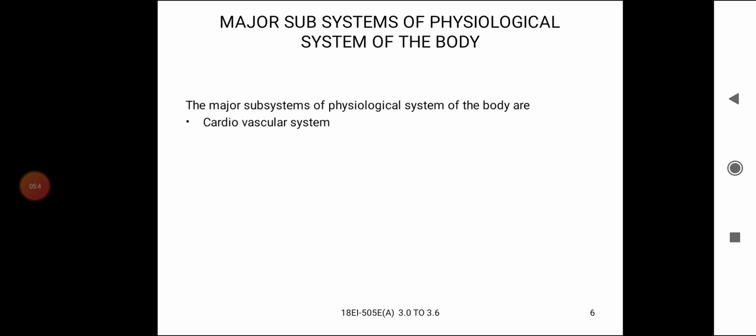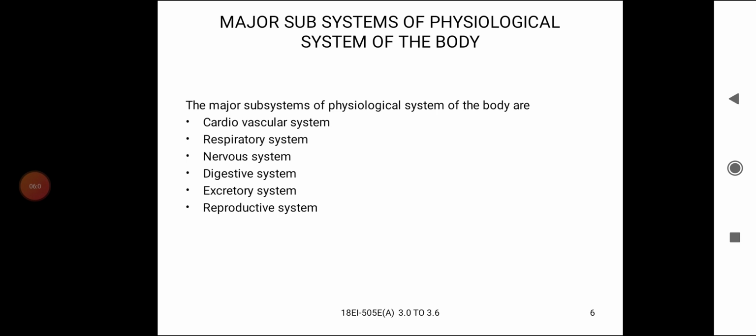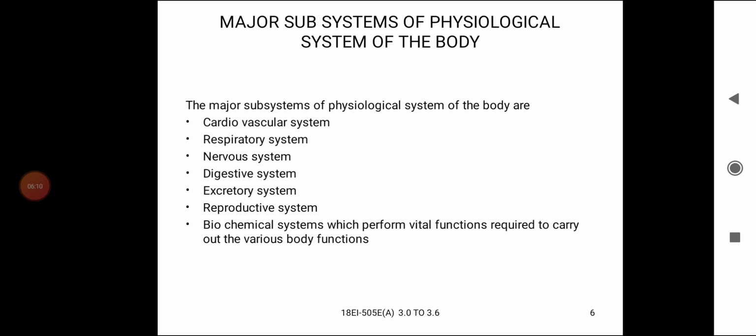Major subsystems of the physiological system of the body are the cardiovascular system, respiratory system, nervous system, digestive system, excretory system, reproductive system, and biochemical systems which perform vital functions required to carry out the various body functions.